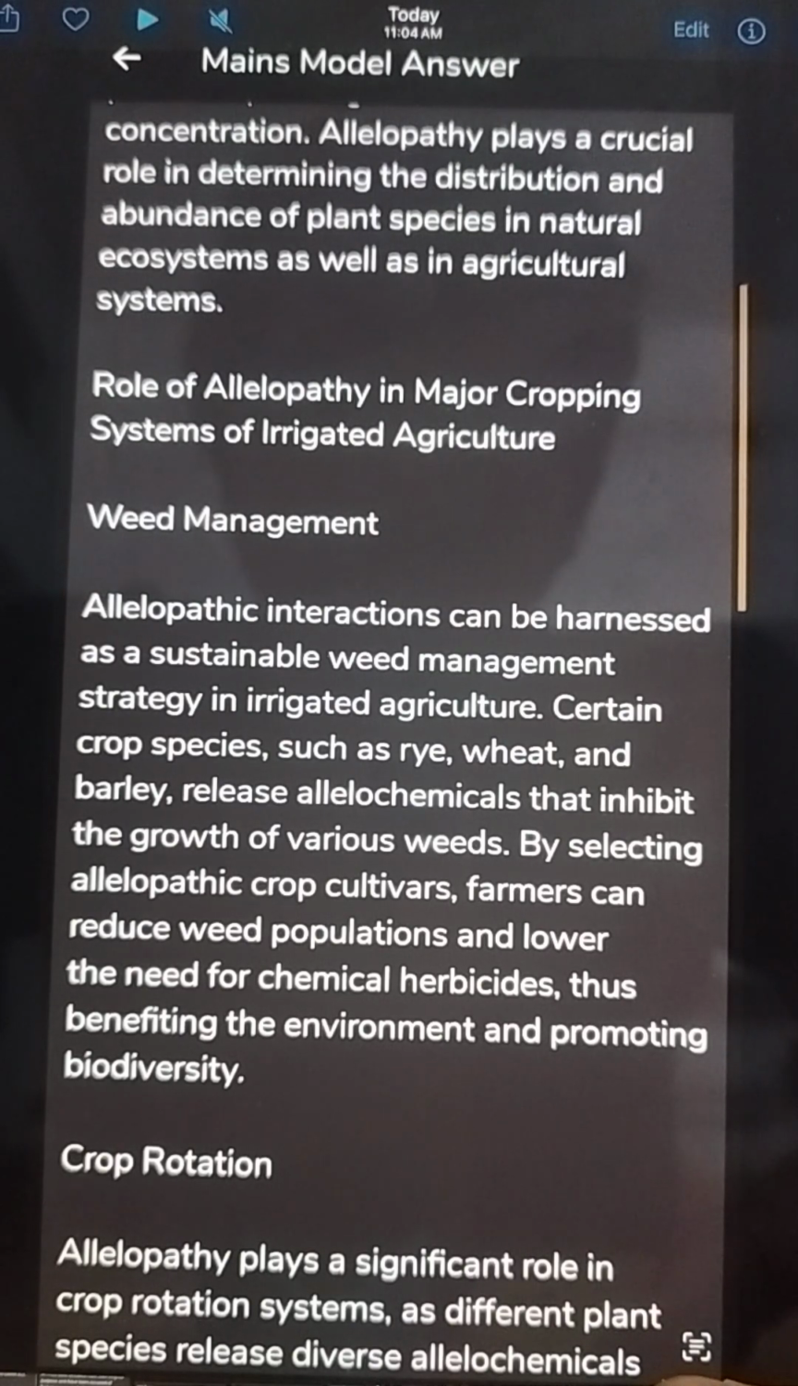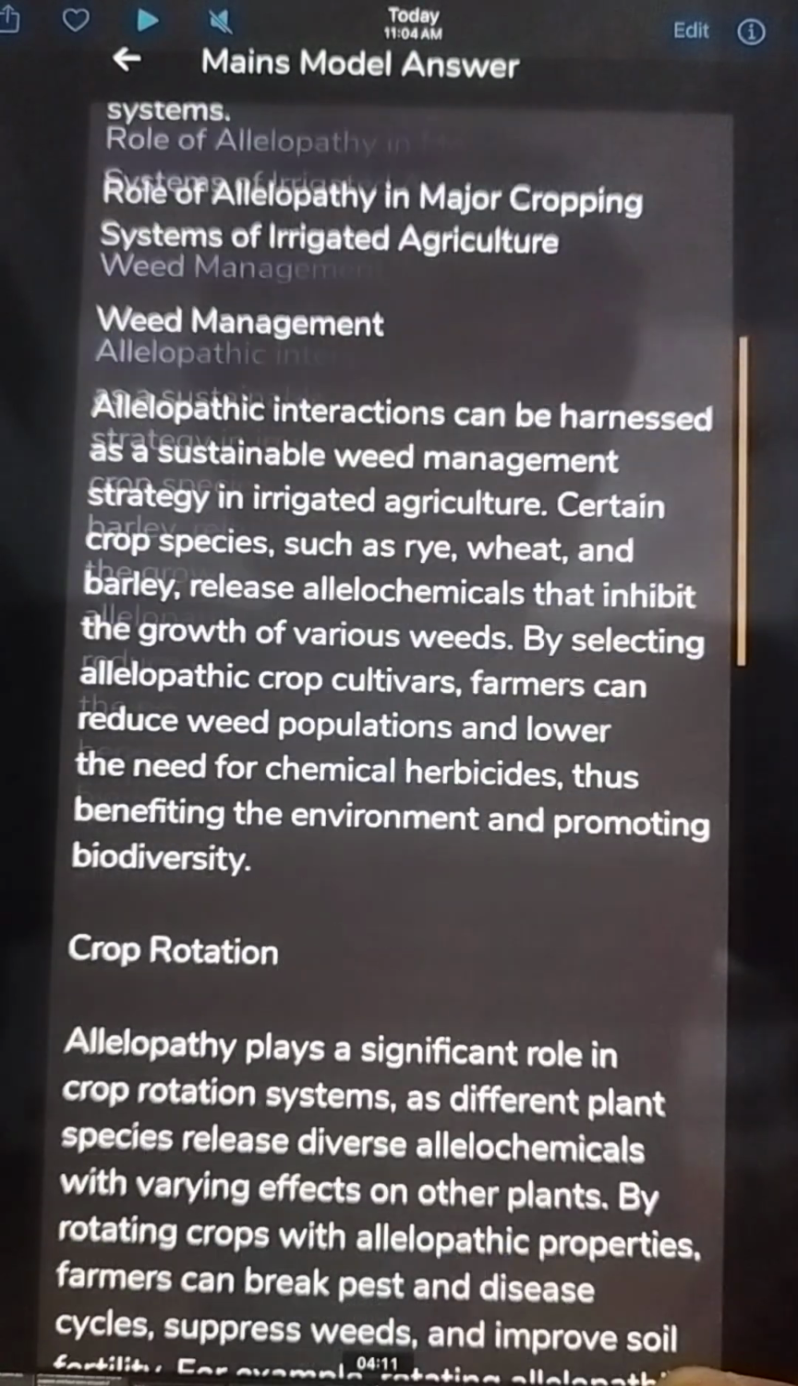First, weed management. Allelopathic interactions can be harnessed as a sustainable weed management strategy in irrigated agriculture. Certain crop species such as rye, wheat, and barley release allelochemicals that inhibit the growth of various weeds. By selecting allelopathic crop cultivars, farmers can reduce weed populations and lower the need for chemical herbicides, thus benefiting the environment and promoting biodiversity. Then comes crop rotation.